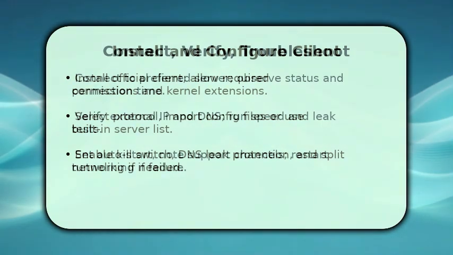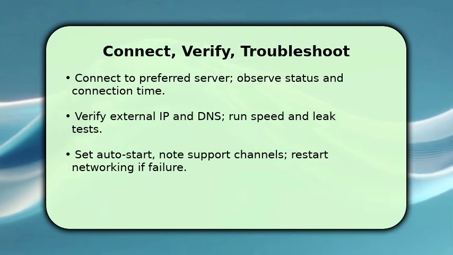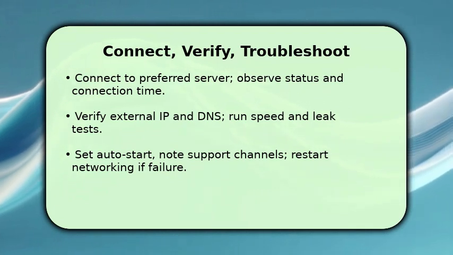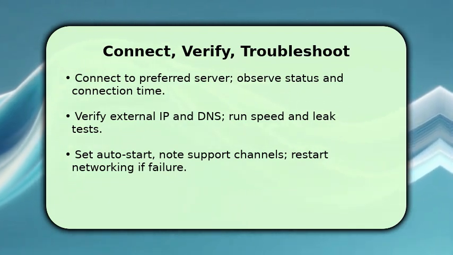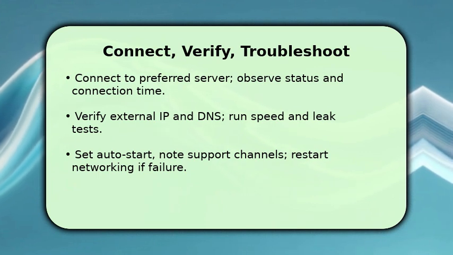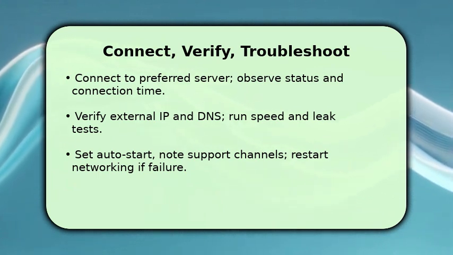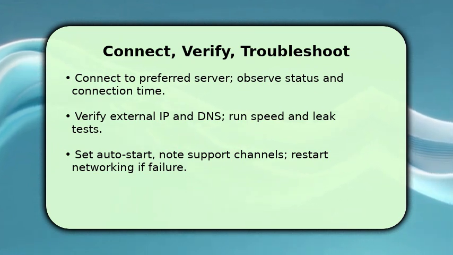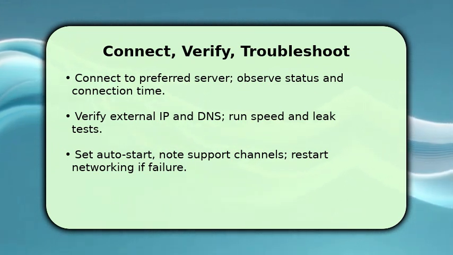You finish by connecting and validating the tunnel. Click Connect to your chosen server and watch the status until it shows secure. Note connection latency. Once connected, verify your external IP and DNS to confirm traffic routes through the VPN and run a speed test to ensure acceptable performance. If everything works, enable auto start and save credentials for convenience.